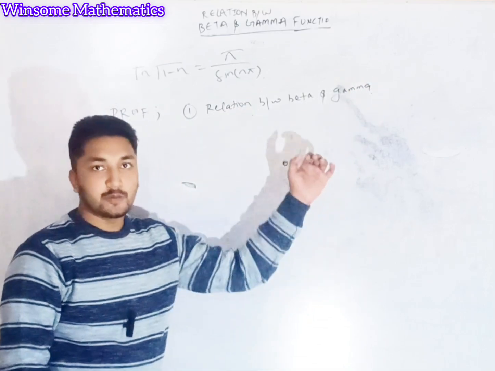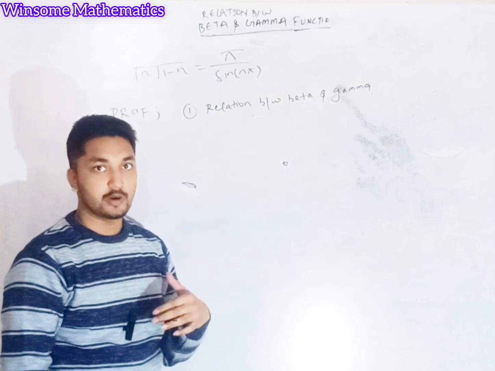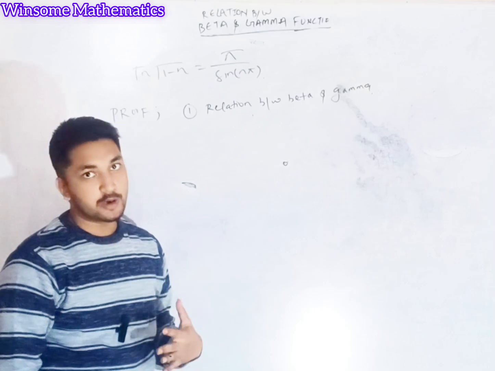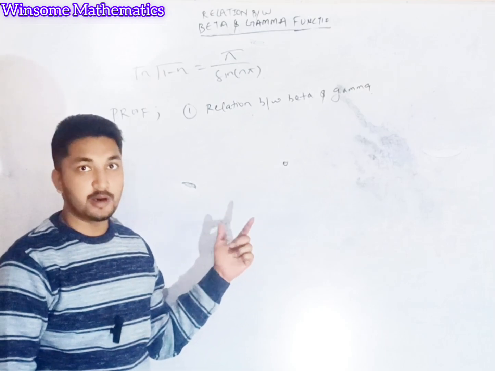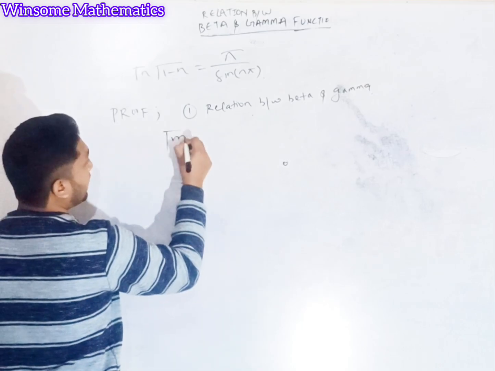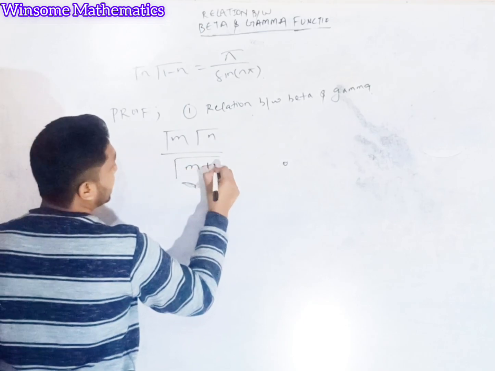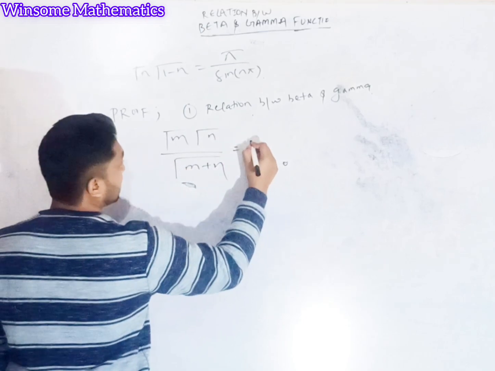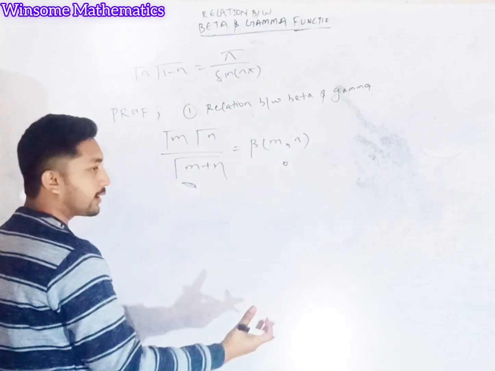Okay, so just by writing this relation, that you must remember, and you have remembered it, as I am thinking, because this is the most important that we learned in the previous video. So gamma m into gamma n upon gamma m plus n is equal to beta m n. This was the relation between beta and gamma.